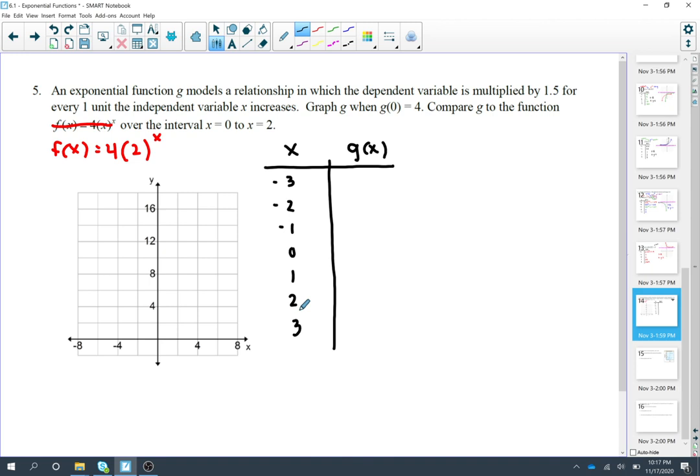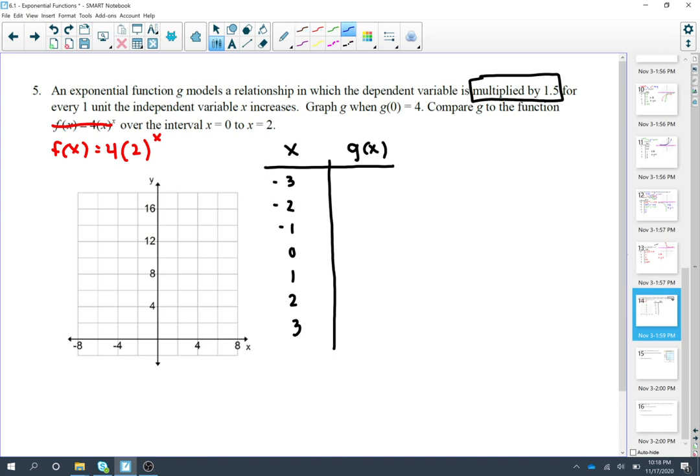Now, if I'm strictly talking about g of x here, it models a relationship in which the dependent variable is multiplied by 1.5. That's your common ratio. For every 1 unit the independent variable x increases. So this is our independent variable, and it's increasing by 1. And then we're going to take the dependent variable, and we're going to multiply it by 1.5. But the question is, well, where do we start? Yeah, I can multiply by 1.5, but multiply what?